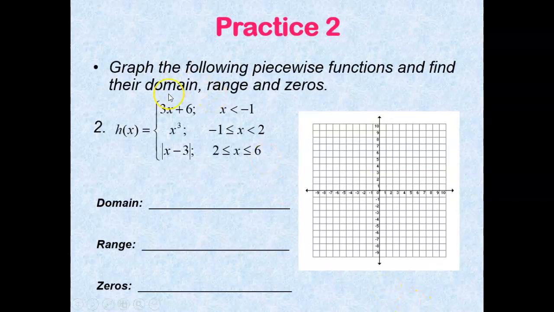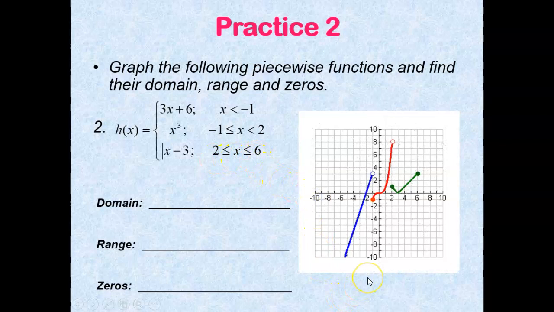Moving on to question 2. This is a piecewise function that has a linear function with a slope of 3 and a y-intercept of 6. We have a cubic function and we have an absolute value function that has been shifted to the right 3. So when you graph the line, you're only going to show the line at negative 1 and less. A quadratic only between negative 2 and 2. Remember to include the negative 1 here, but not include the 2 there. And then the absolute value is going to go from 2 to 6, including both ends. So when we get that on the graph, it looks something like that, kind of a funny looking graph there.